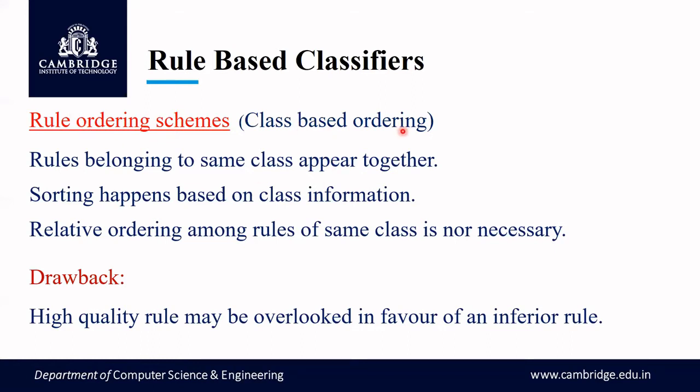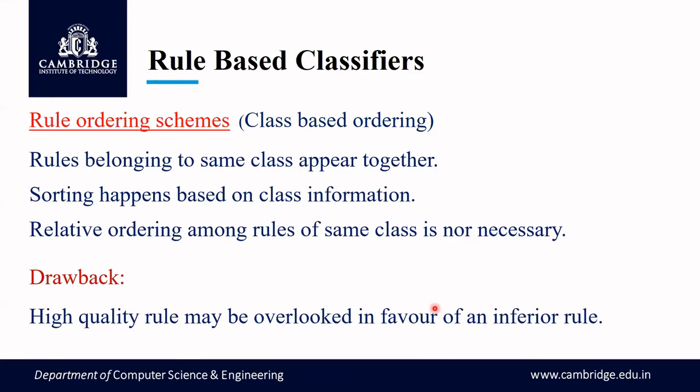So this is what is class-based ordering. In class-based ordering, we are going to group together all the rules which belong to a particular class first. Within the group, we are not bothered about the ordering. That is the second thing that you need to keep in mind. A third thing that you have to keep in mind is sorting of the rules. The sorting will be done based on the class information. Now, what is that? I'll tell with respect to an example. Because this sorting is happening with respect to class information, we are going to get this drawback. What is that drawback? A higher quality rule may be overlooked in favor of the inferior rule.